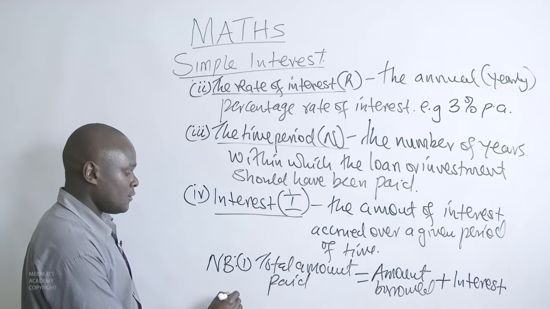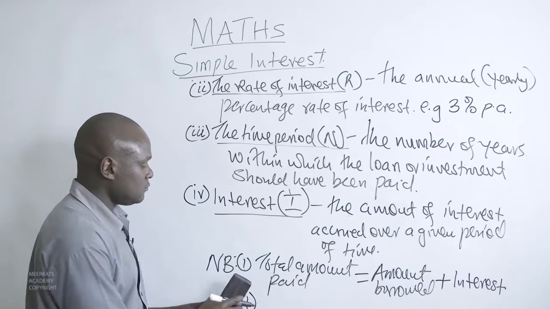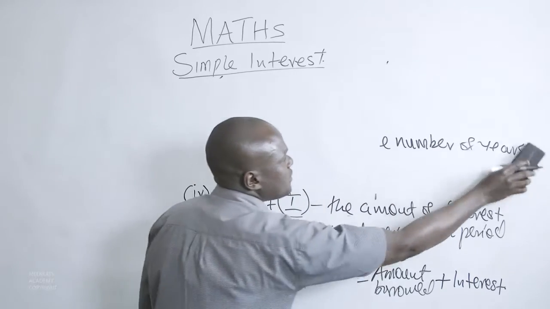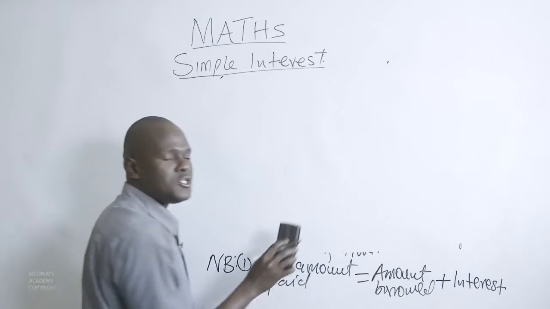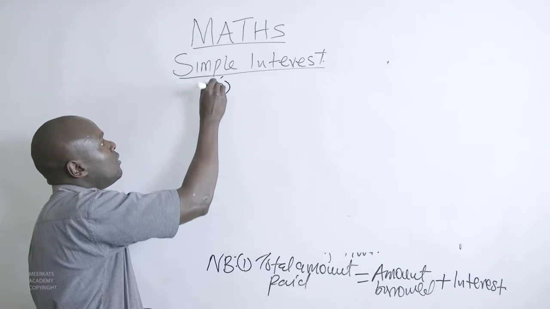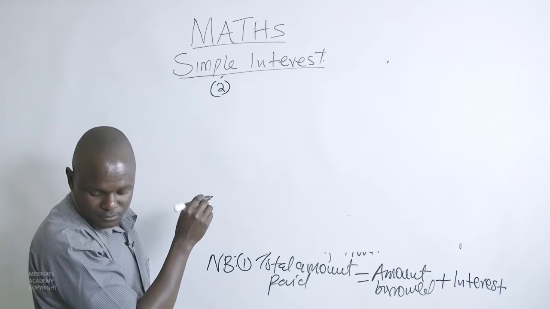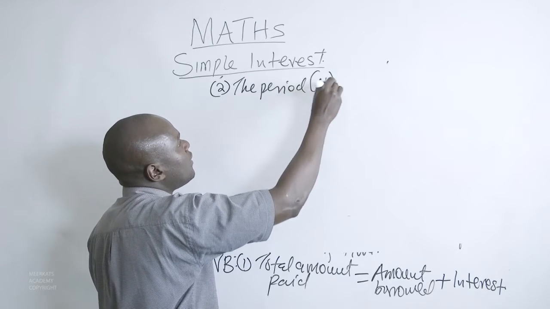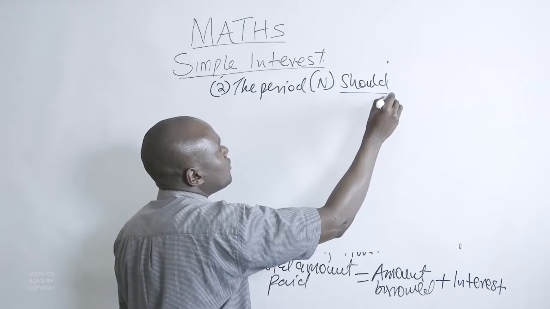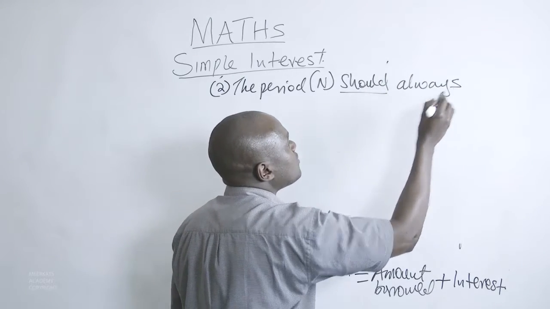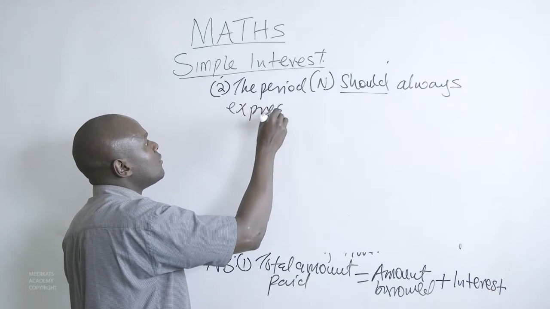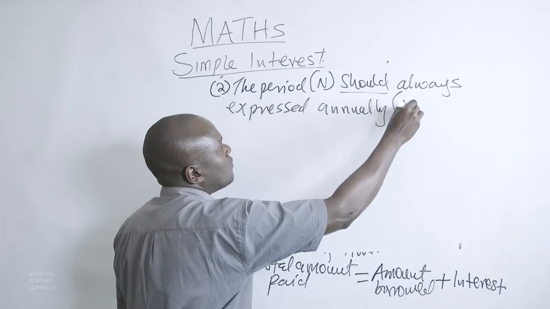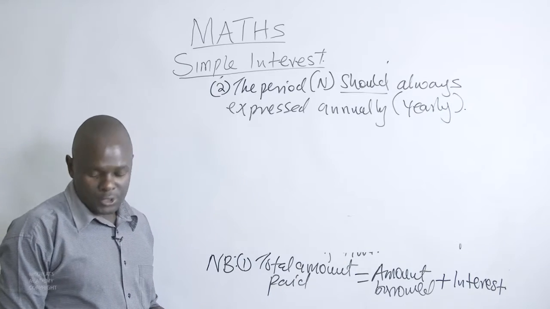That is one thing. The second thing I had already mentioned is that when you are calculating the simple interest, your time or period N should always be expressed annually, or yearly.